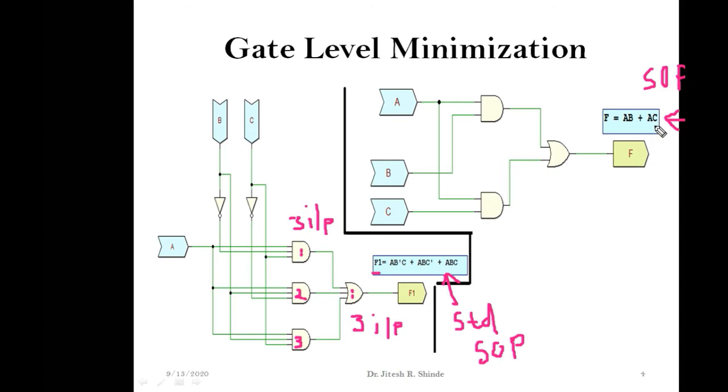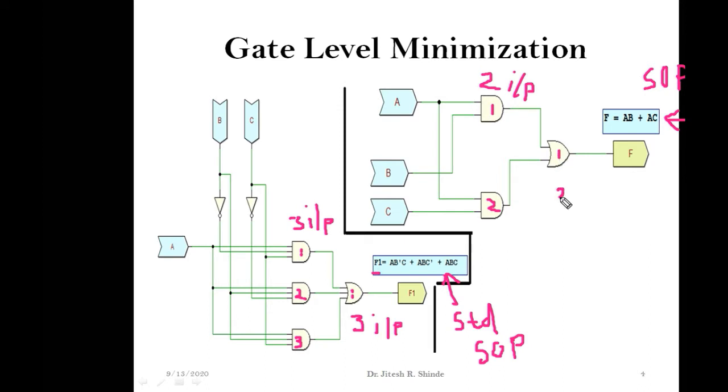Now on realization of F equal to AB plus AC, how many AND gates are required? Just 2 AND gates, and those are of 2 inputs only. Same case with the OR gate: 1 OR gate we are requiring, that is of 2 inputs only.